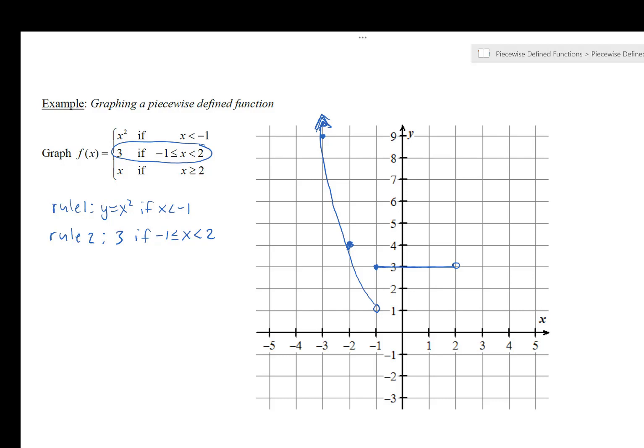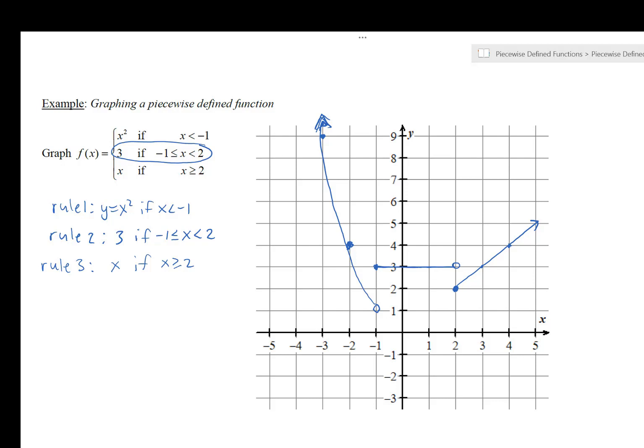It's now going to behave like the third rule when x is 2. And that rule is it's just x. And that's true if x is equal to 2 or bigger than 2. So at 2, the rule is x. If x is 2, then the output is 2. Draw a dot, it obtains that value. When x is 2, the output is 2. When x is 3, the output is 3. When x is 4, the output is 4. And so on forever. It behaves like that line.